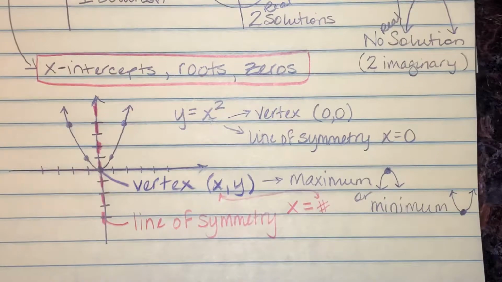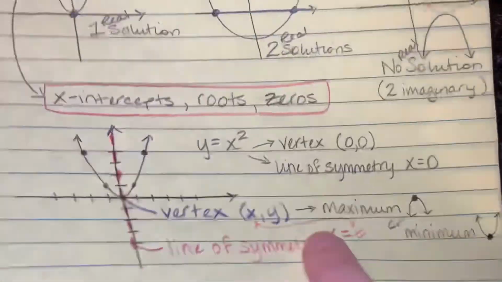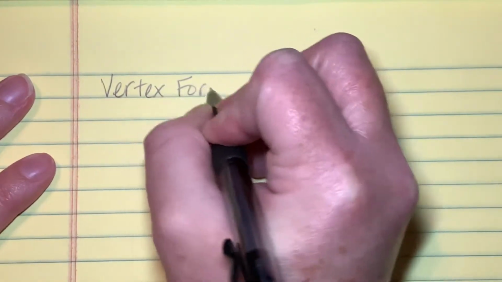Okay? All right, so let's go ahead and look at vertex form real quick. Actually, I'm going to tear this off. Go over there. All right, so let's go ahead and take a look at vertex form. This won't take too long because you're very familiar.